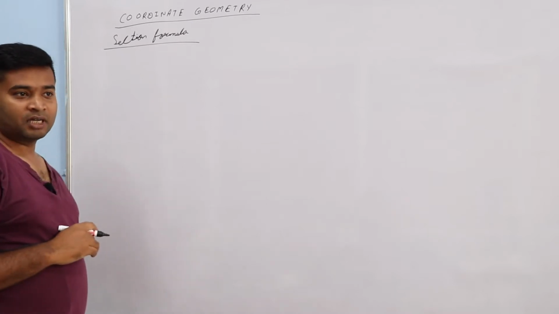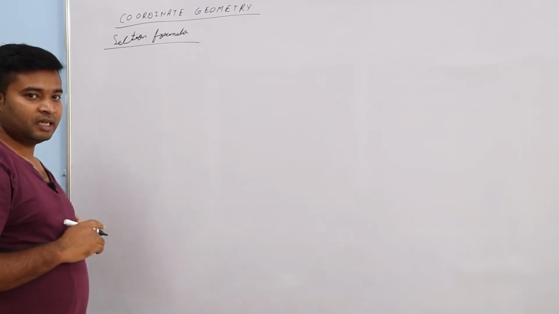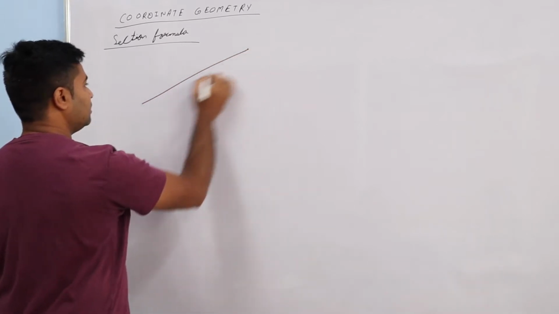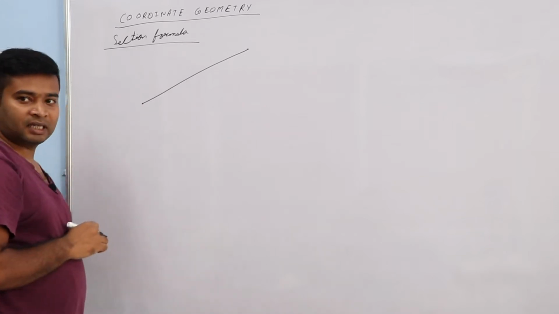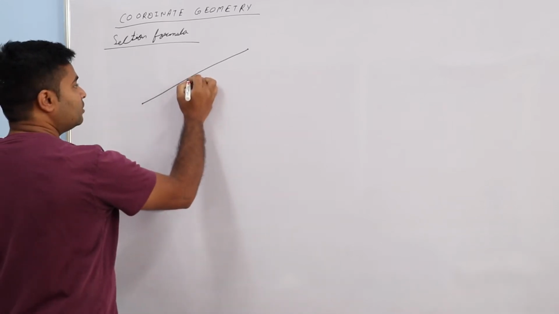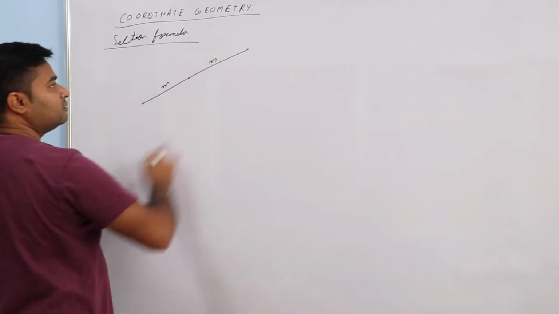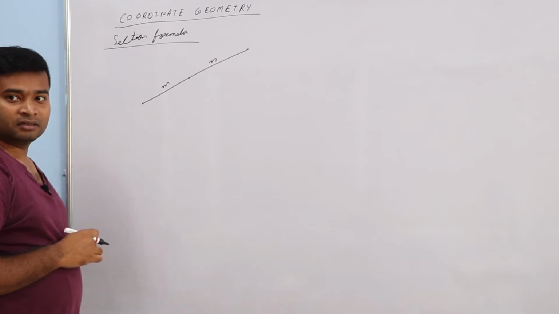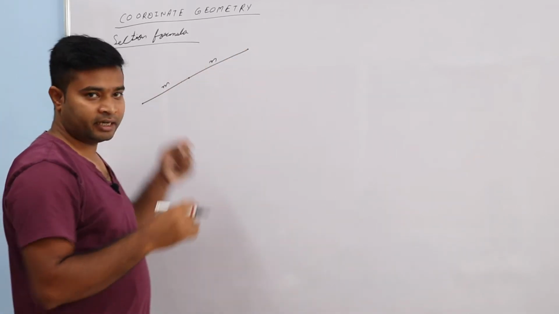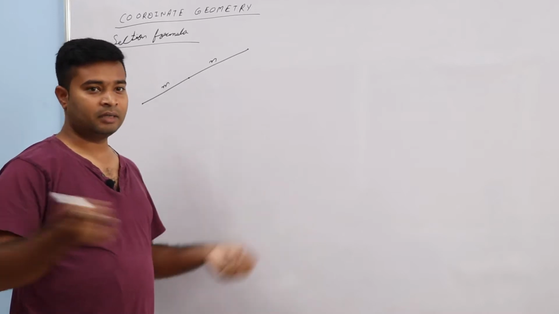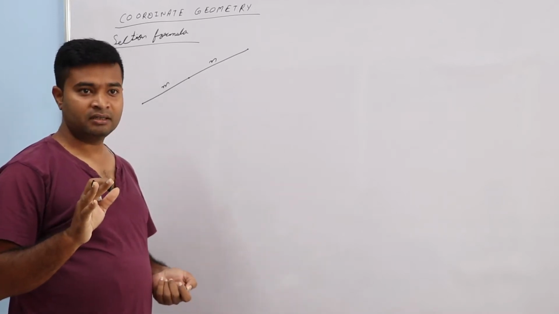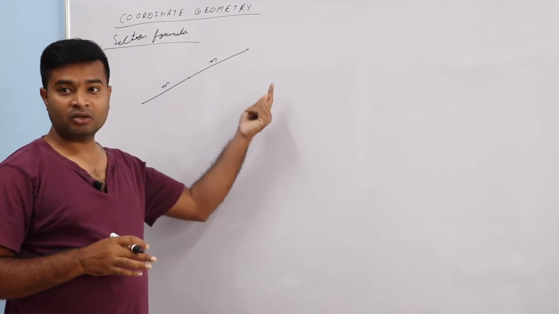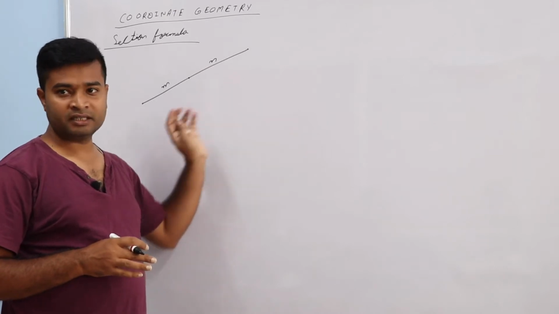So section formula. Section formula means any line is there. Think this is one line and this line is divided in the ratio m is to n. Like we take one rod and say divide it into 2 and 3 parts. This is 2 and this is 3. 2 is to 3 or 1 is to 3 or 4 is to 5, anything.